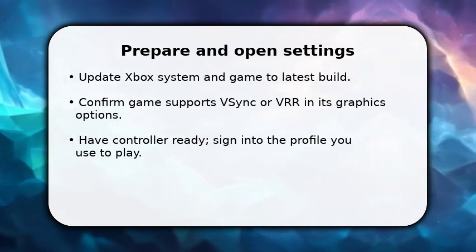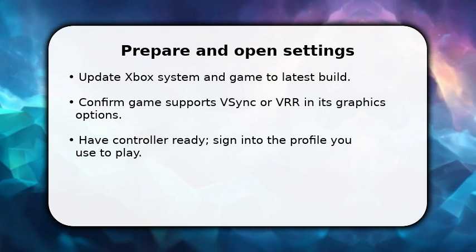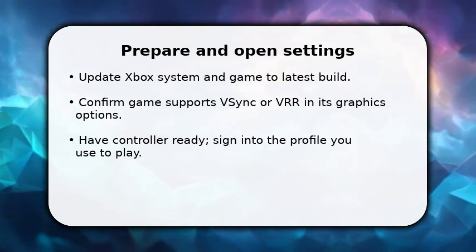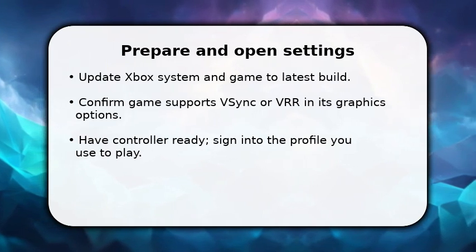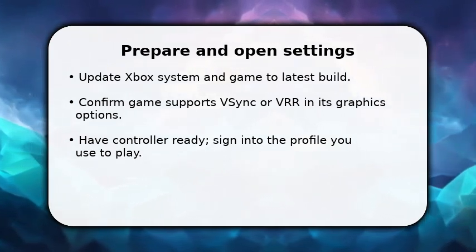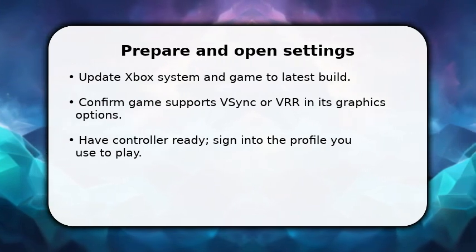If the game lacks a Vsync toggle, press the Xbox button, go to Settings, General, TV and Display Options as a backup. Do this now. You want the correct menu open before changing synchronization options so you don't miss in-game confirmations.